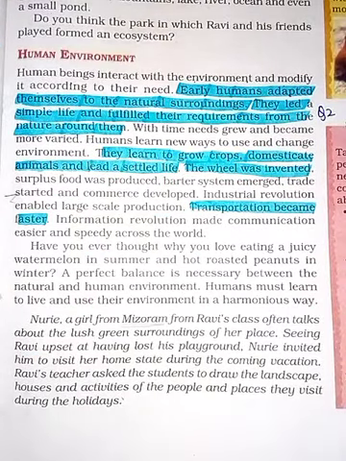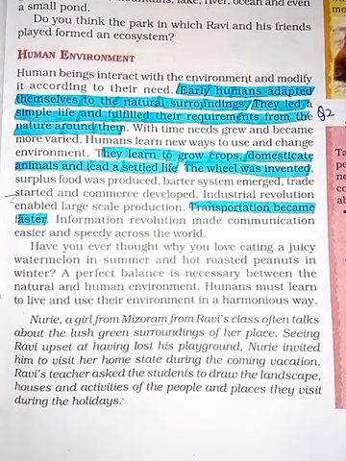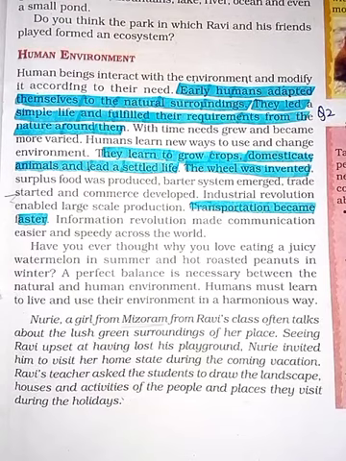Human environment. Human beings interact with the environment and modify it according to their need. Early humans adapted themselves to the natural surroundings. They led simple life and fulfilled their requirements from the nature around them. With time, needs grew and became more varied. Humans learned new ways to use and change environment. They learned to grow crops, domesticate animals, and led a settled life. The wheel was invented.